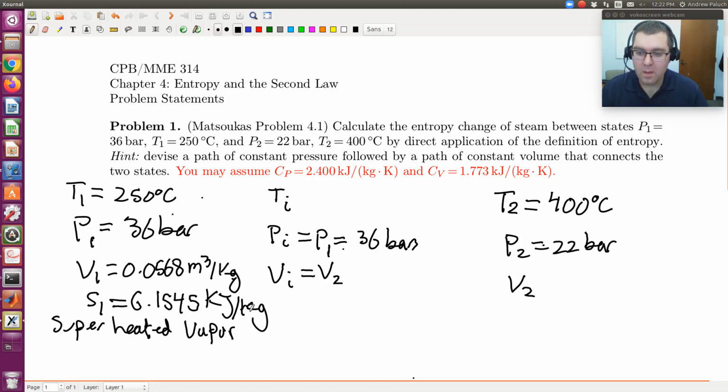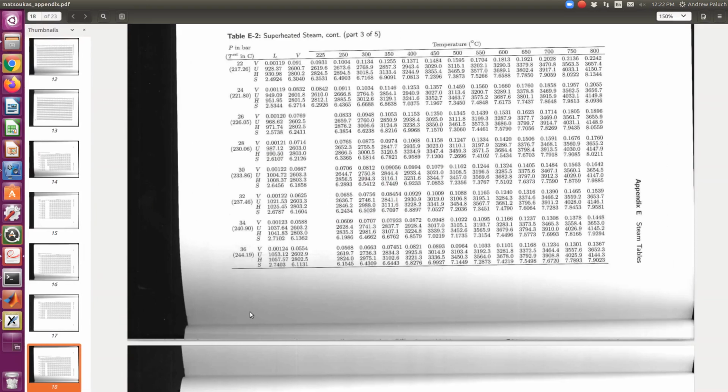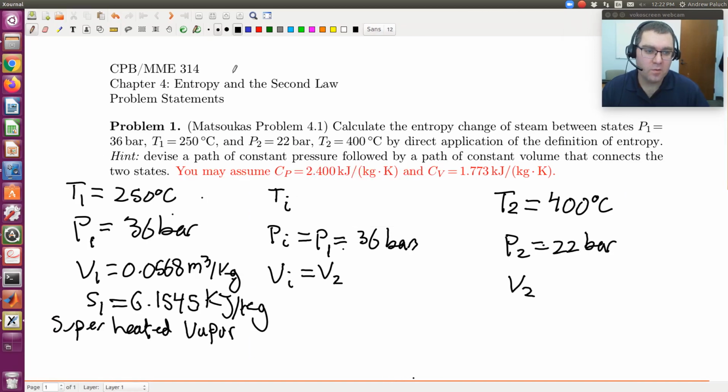If we go to our final state, our final state is at 22 bars. At 22 bars, our saturation temperature is 217.26. Since my temperature is greater than the corresponding saturation temperature at 22 bar, again I'm going to have a superheated vapor, since the temperature is much higher there.